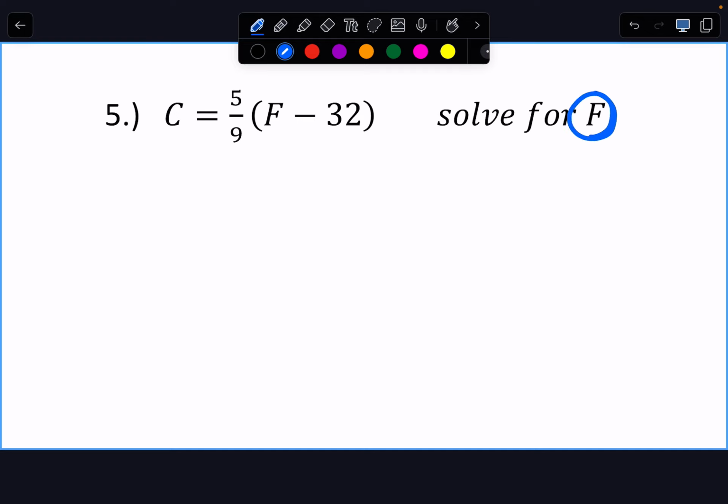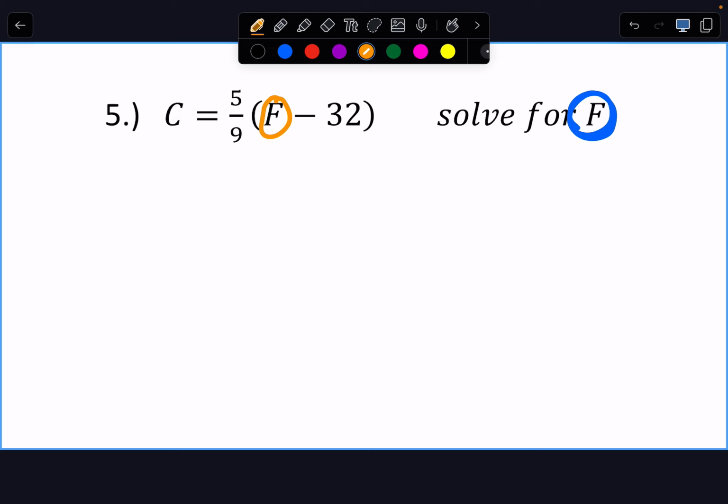So, let's solve for F. That way, we can plug those different numbers in for C, and it'll give us our Fahrenheit. That is the purpose of this. So if I want to solve for F, I want you to vote. Are we moving 32 or are we moving 5/9 first? Who votes 32? Who votes 5/9?